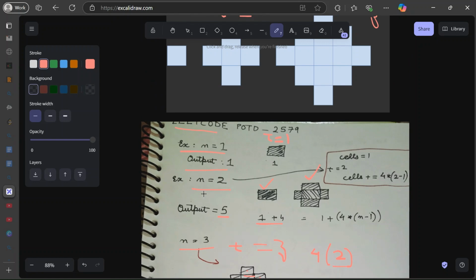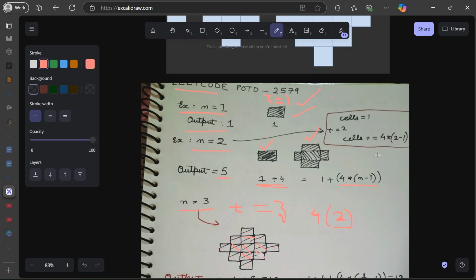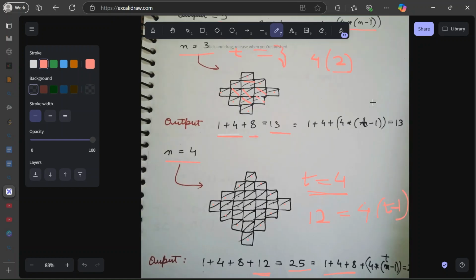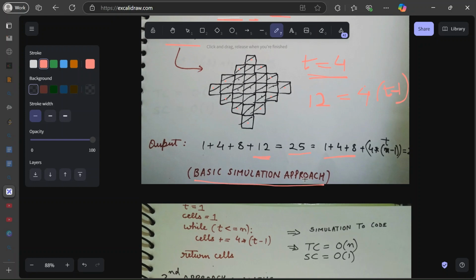Same is for n equals to 2. 4 into t minus 1, we get 4. This is our initial given in the question. Like for 1, I have the output as 1. Because 4 into t minus 1 would be 0. So we only have 1. So we will initialize cells with 1 and increment cells with these 4 into t minus 1 values every time our t increases. That would be our basic simulation approach code.